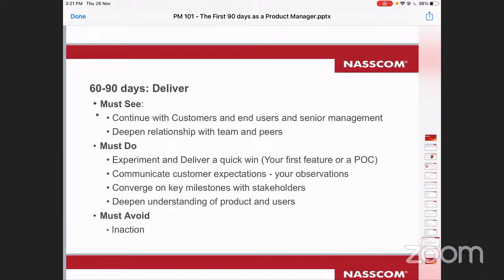If we drop the ball on the product at this point and just focus on what next, then we lose the understanding of the core domain and core product space. So, must avoid: this is where I would say no more sitting back, no more just listening and observing. You have to avoid inaction. This is the show and tell period, right? If you don't show action, if you do not show something, then the pressure that comes on later is humongous. So this is a period where you have to avoid inaction.